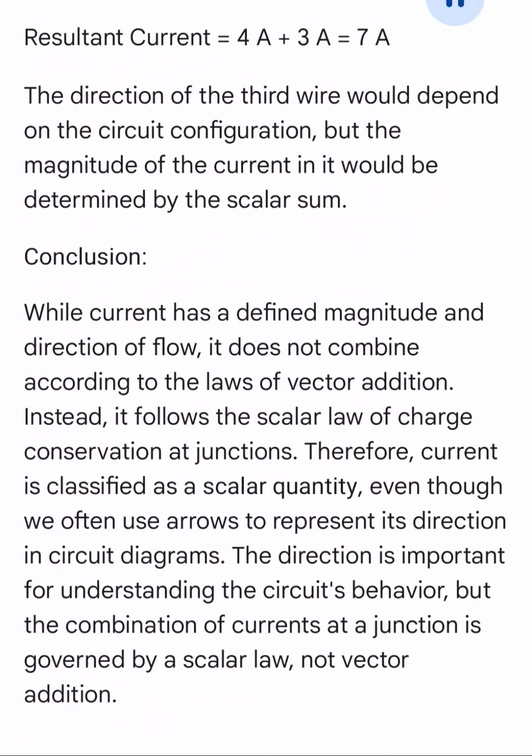Conclusion. While current has a defined magnitude and direction of flow, it does not combine according to the laws of vector addition. Instead, it follows the scalar law of charge conservation at junctions. Therefore, current is classified as a scalar quantity, even though we often use arrows to represent its direction in circuit diagrams. The direction is important for understanding the circuit's behavior, but the combination of currents at a junction is governed by a scalar law, not vector addition.